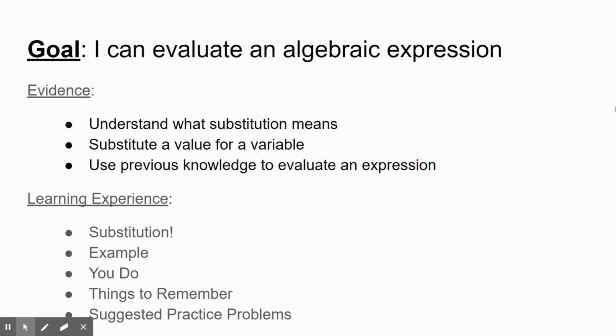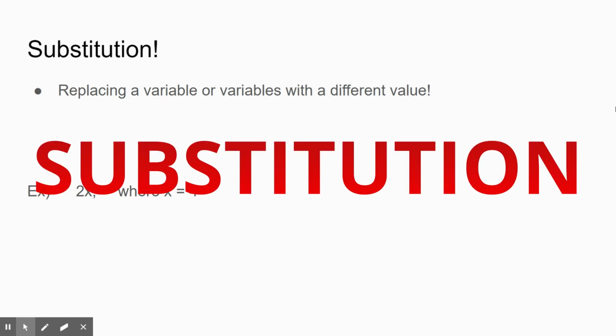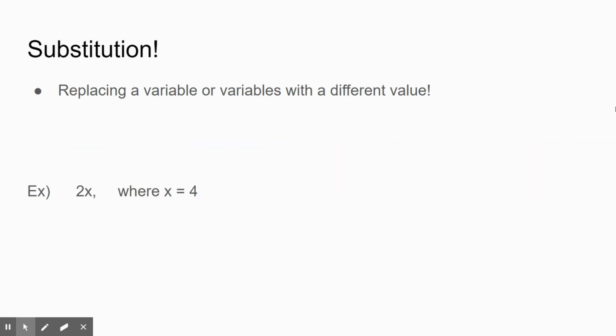We have our learning experience down there. Pretty straightforward stuff. So, let's talk about substitution. Substitution is just replacing a variable or variables with a different value. Now, technically, in your book, it says with a different number. However, it doesn't always need to be a number. Sometimes you can put a different entire expression in there. To keep things simple, we'll keep it as a number, but make sure you write down that definition for substitution instead of just a number.